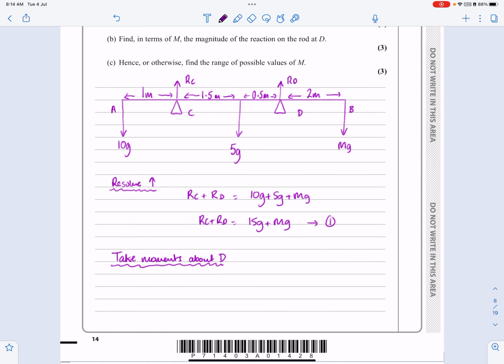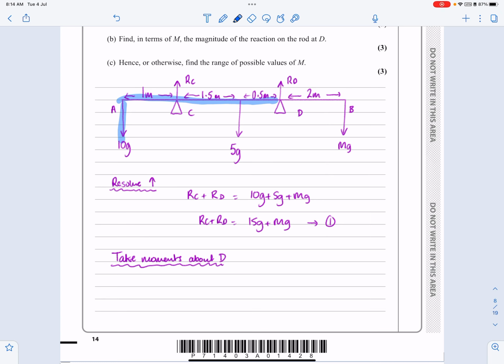It's nice and clear. So when I'm working out my moments, I'm going to do RC times 2 meters plus mg times 2 meters. Both of those are going clockwise, and they'll be equal to the 0.5 times 5g there, and what's going to work out to be 10 times, looking at that length there, that length is going to be 3, isn't it?